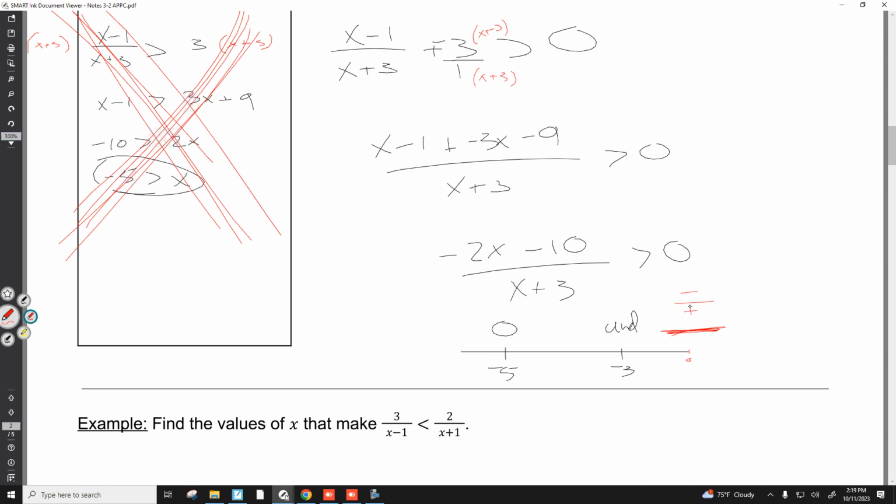Now, I can tell that my multiplicities are 1. I'm not having any squares or any holes where it occurs twice. So I will change signs. And then voila, what we were looking for, this negative 5 to negative 3, shows up. Okay, so when we remove the asymptote, everything just goes wrong. Negative 5 to negative 3. Okay.